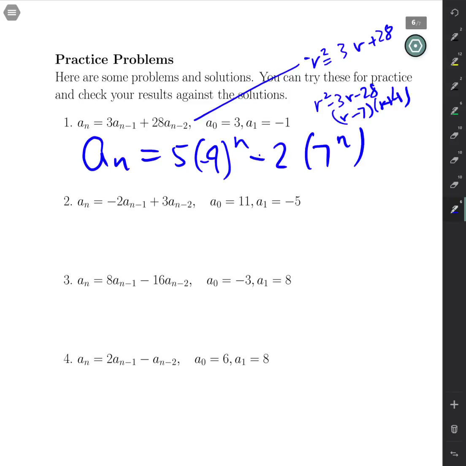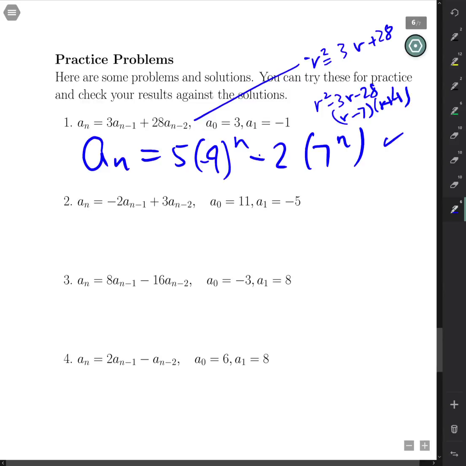If n is 0, we get 5 minus 2, which is 3. And then when n is 1, we get minus 20 minus 14. Yeah, that's not a very happy situation. That's not going to give us a -1 there. Shucks. So I'll come back to that one.